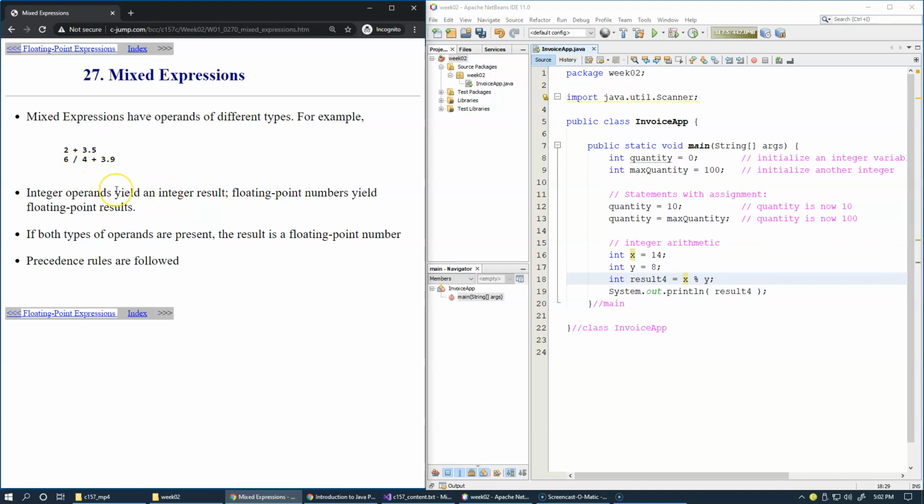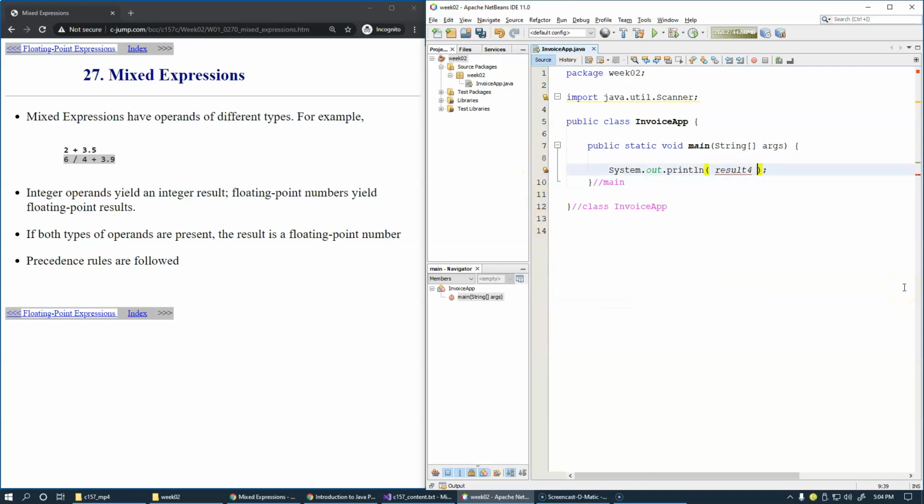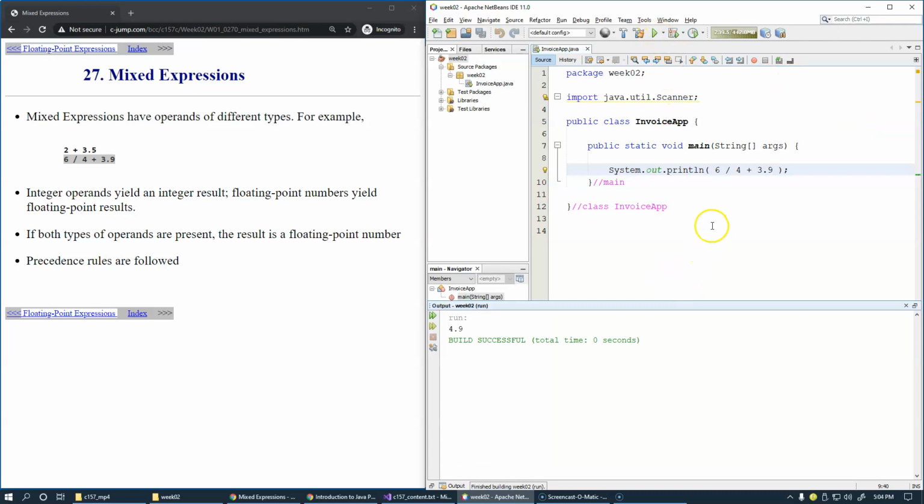And these are examples of these arithmetics. This is an interesting thing to take a look at: 6 divided by 4 plus 3.9. Let's copy this and paste it into our set of examples right here. Before I do this, I'll get rid of these statements because we already discussed them. Now I simply want to print the result of this expression. You see that the outcome is 4.9.